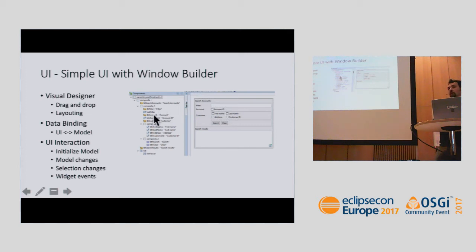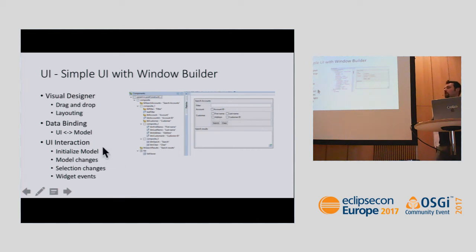You can see the hierarchy of your UI. Basically, there are layers. There is a big layer containing a label, which contains another layer called composite, and so on. Plus, you can define data bindings with WindowBuilder. So you can specify how your UI is bound to the data that is in your model.